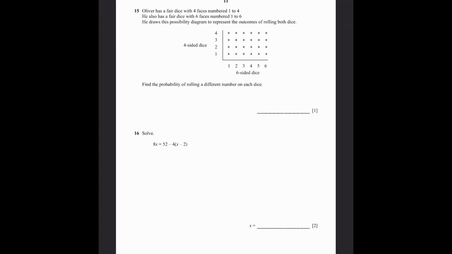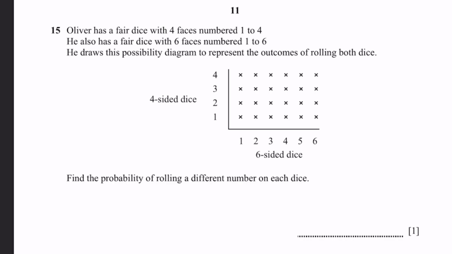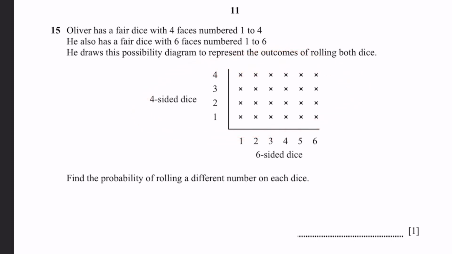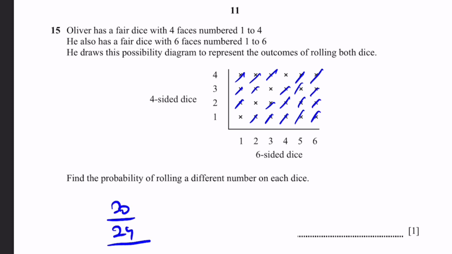Now I can go to question 15. Oliver has a fair dice with 4 faces numbered 1 to 4. He also has a fair dice with 6 faces numbered 1 to 6. He draws this possibility diagram to represent the outcomes of rolling both dice. Find the probability of rolling a different number on each dice. So let's just tick off those which are different numbers. It'll be like this. And then these are all different. So that will be 20 out of 24. And that will be our answer.